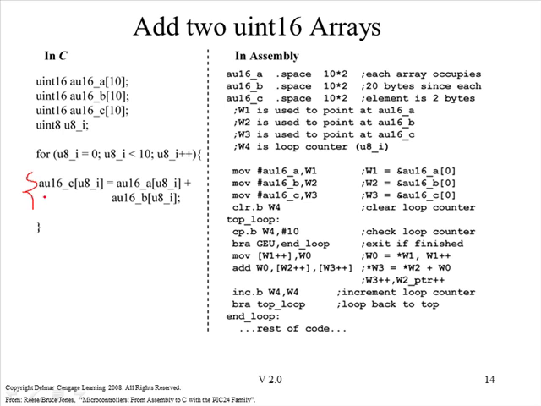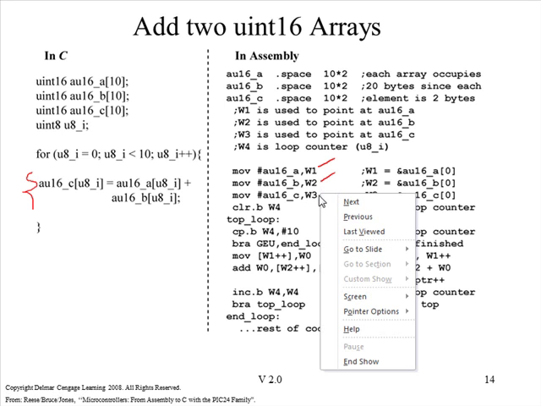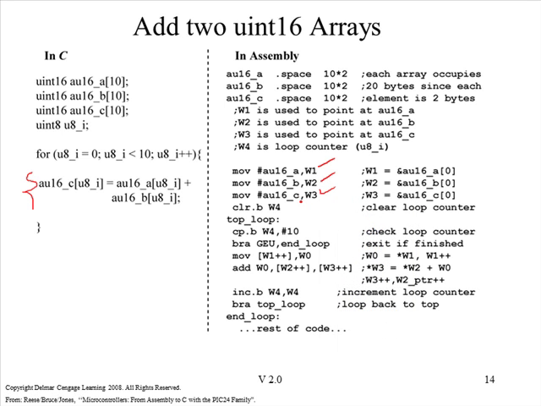We now need to implement this loop body. Recall that W1 is pointing to array A, W2 to B, and W3 to C. So we're planning to use indirect addressing modes to actually access these array elements. The loop body says to take array element A, add it to B, and store the result in array element C. You would think that in order to implement this, we could simply use something like this.